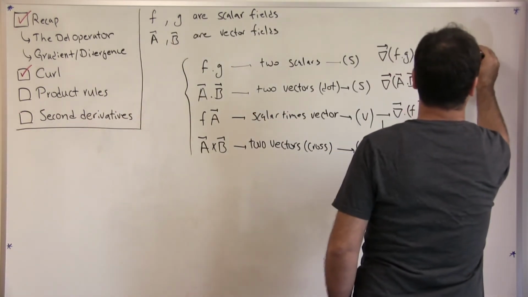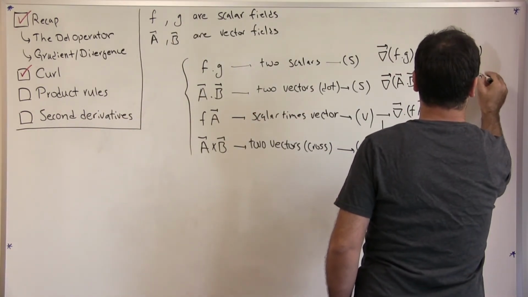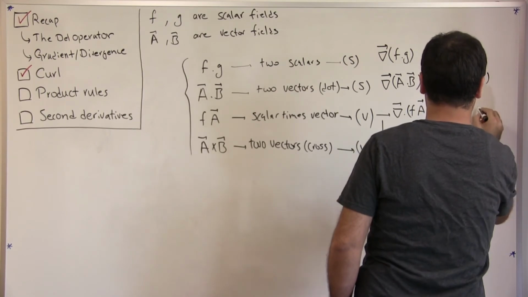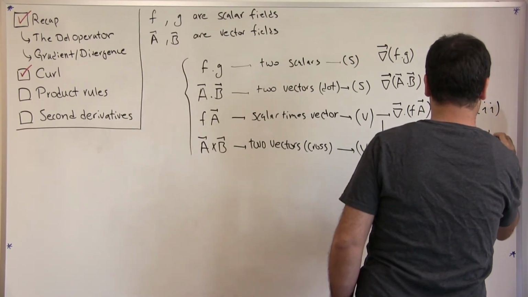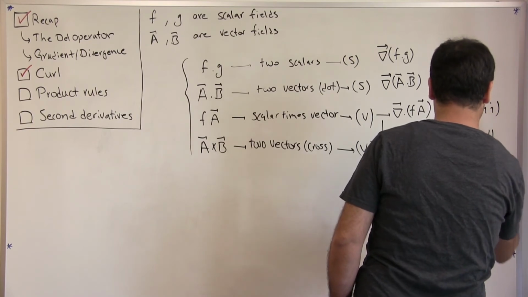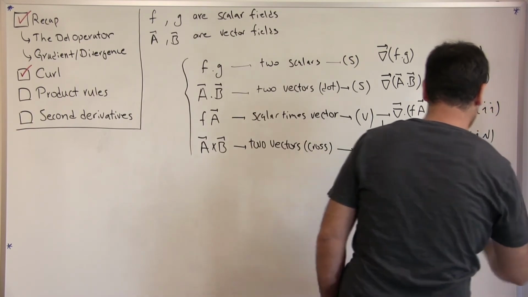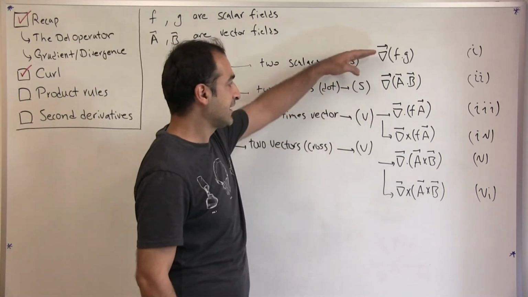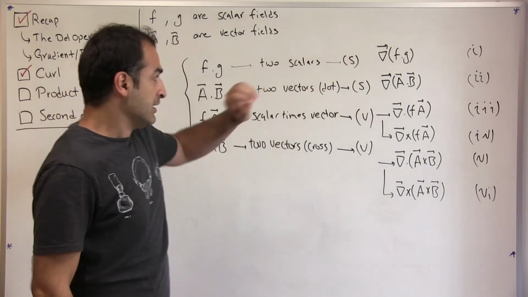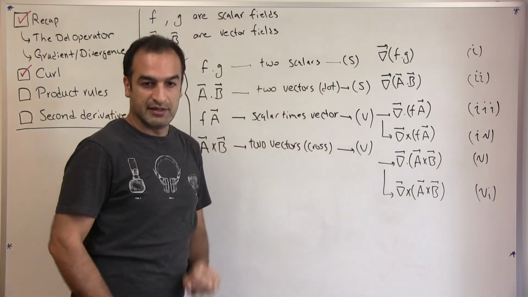I'm gonna number them 1, 2, 3, 4, 5, and 6 different ways. We can have the products, and we can apply gradient, divergence, and curl on this one.